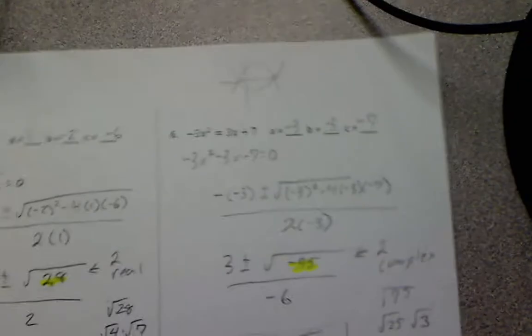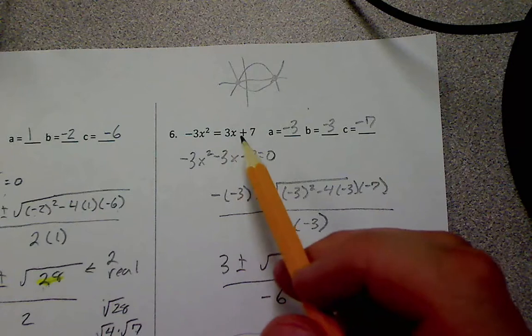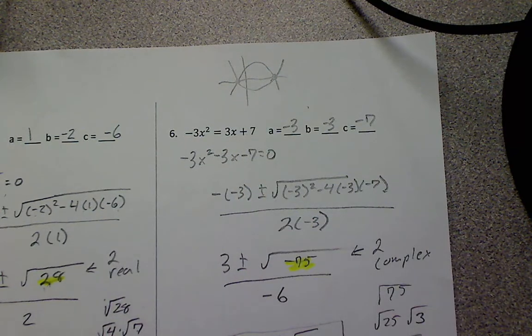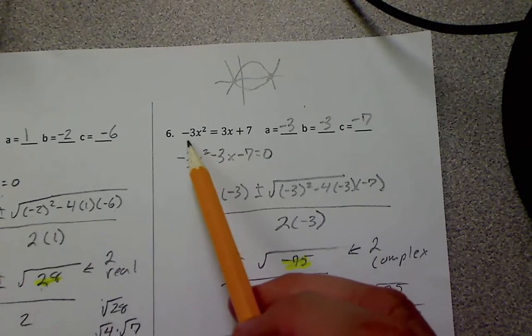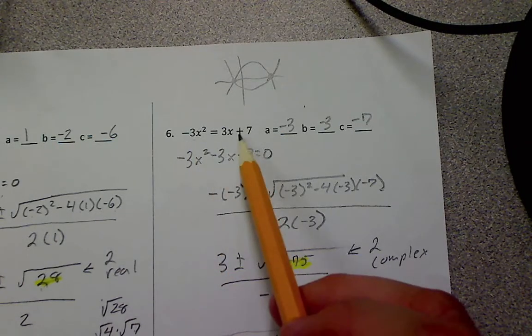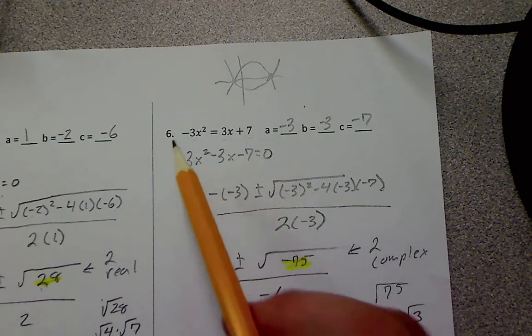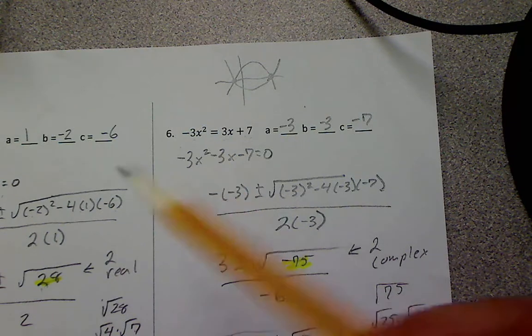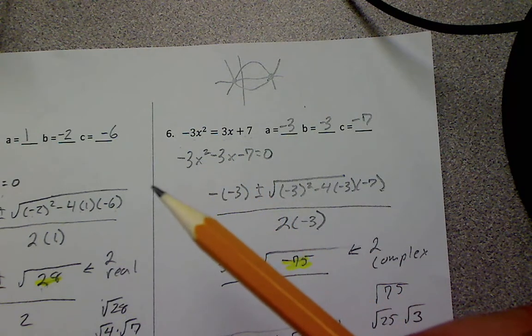And then the last one. And again, not equal to 0. So one of the questions that could be asked is, do you move the negative 3x squared to this side, or do you move this 3x plus 7 to this side? And the answer is it doesn't really matter, because you're going to get the same answers.